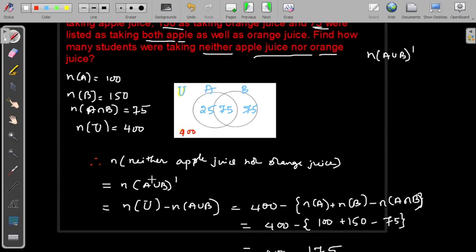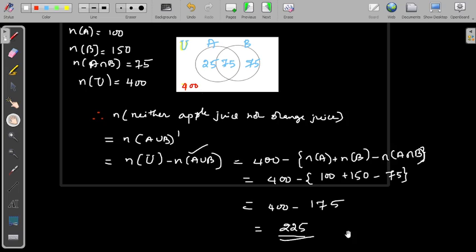Look into this. N of neither apple juice nor orange juice, N of (A union B) whole dash. That is, from the universal set you have to subtract the union: N of U minus N of A union B. So N of U is 400 minus, apply the formula for N of A union B, N of A plus N of B minus N of A intersection B. So 400 minus, substitute the values, 100 plus 150 minus 75. Do the simplification: that is 400 minus 175 gives you 225.